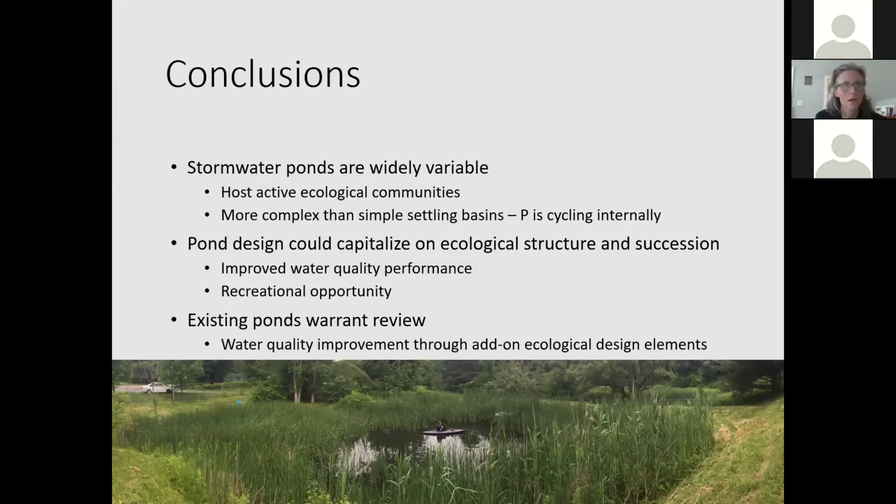So, some big conclusions. Stormwater ponds are widely variable in their form and in their function. They also, which is counter to how we treat them from an engineering perspective, are hosts to active ecological communities, and they're more complex than just settling basins. Their phosphorus is being cycled internally. Life cycles of many species are started and completed in the confines of the pond, and they're more complex than maybe we thought. But that isn't necessarily a liability.